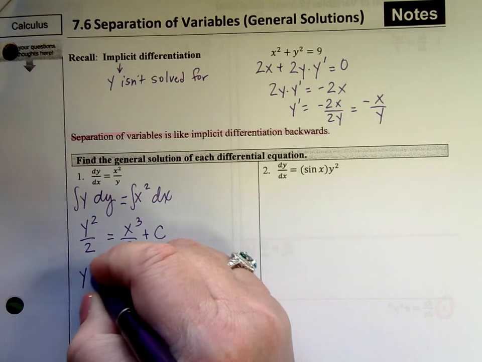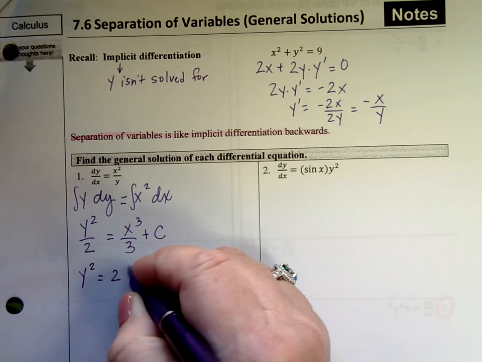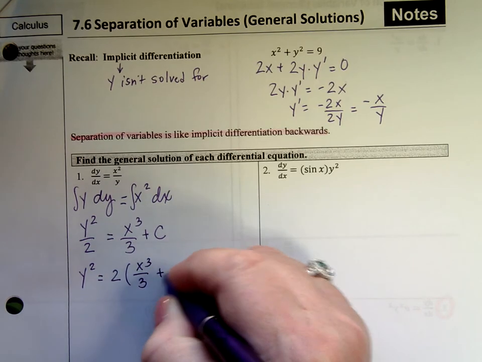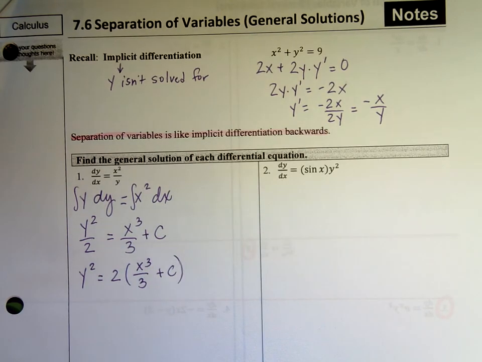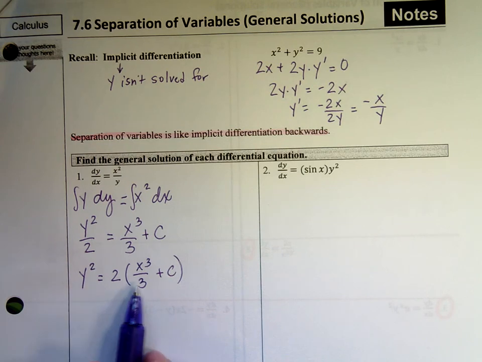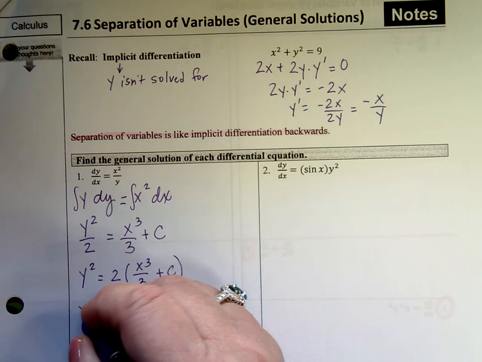So here's where I'm at next. y squared equals 2 times x cubed over 3 plus c, right? I just moved over and multiplied. Well, let's take that a step further. If I want to get y, I'm going to square root, right? Wait a minute, I'm going to simplify this side before I square root.